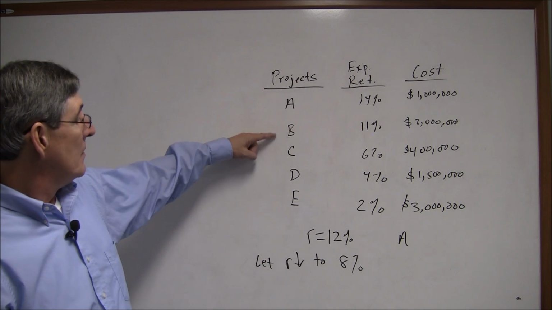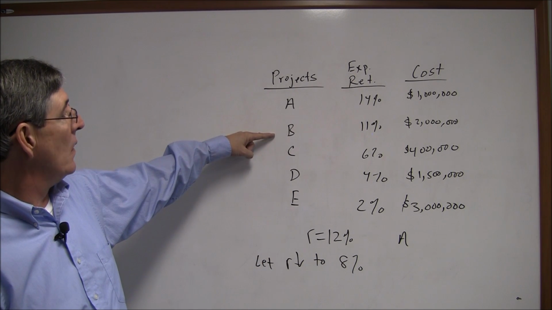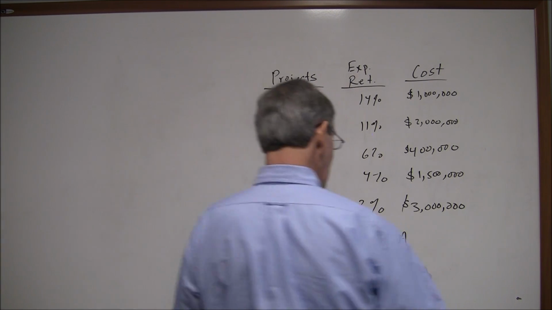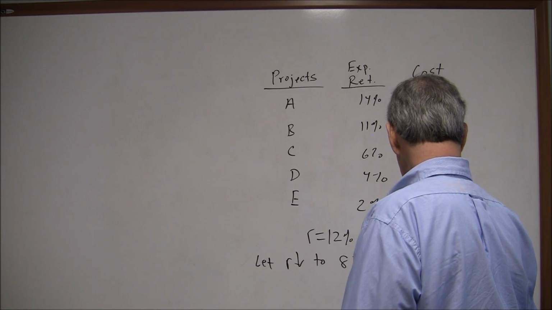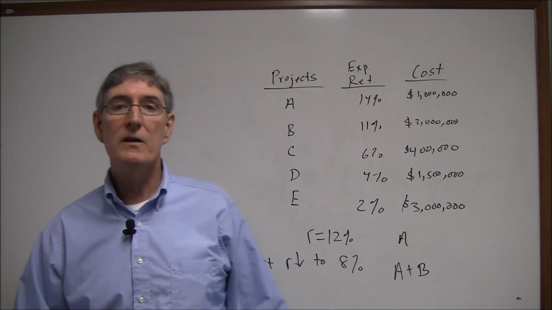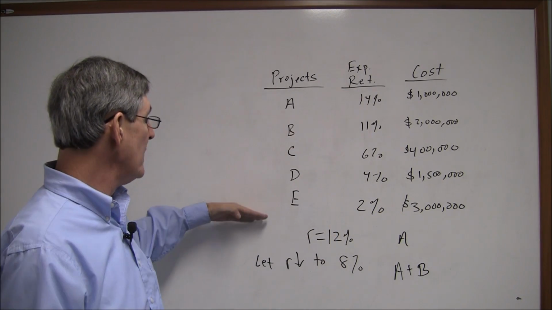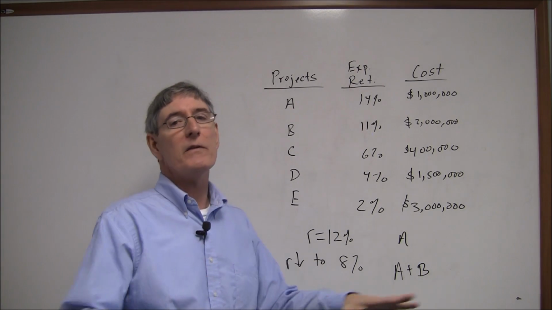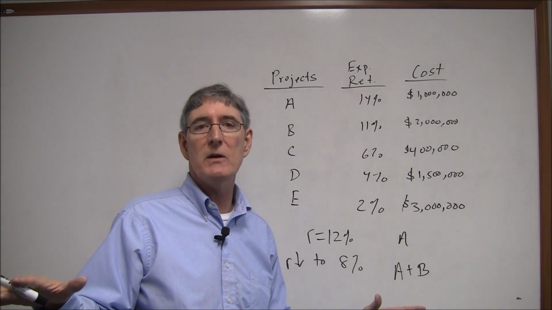Well, now project B is going to also pay, but C won't. So now your investment would be A plus B. So your total investment would go from $1 million to $3 million. And we can imagine all the firms all across the country doing this.